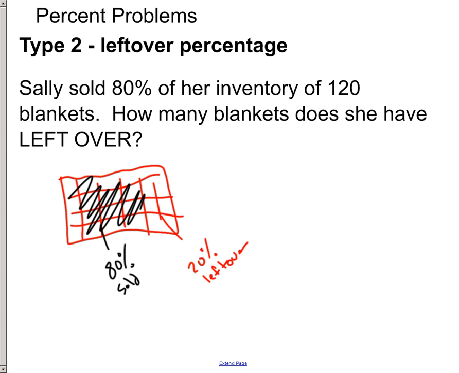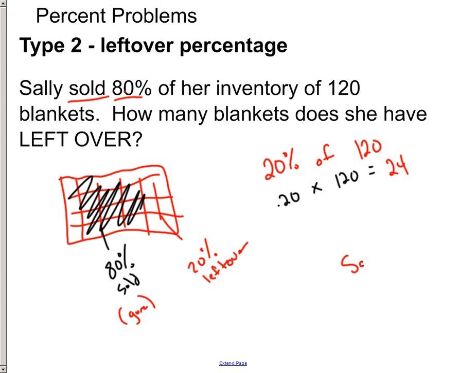This is what was sold, and 20% would be left over. So do we really want to know 80% of 120? Because we want to know how many blankets she has left over. This 80% was sold. That means it's gone, right? We want to know how many is left over. So really, we want to know 20%. So 20% of the 120 is left over, so that'd be the same as 0.20 times 120. See the difference there? So 0.20 times 120 is 24. So Sally has 24 blankets left over.